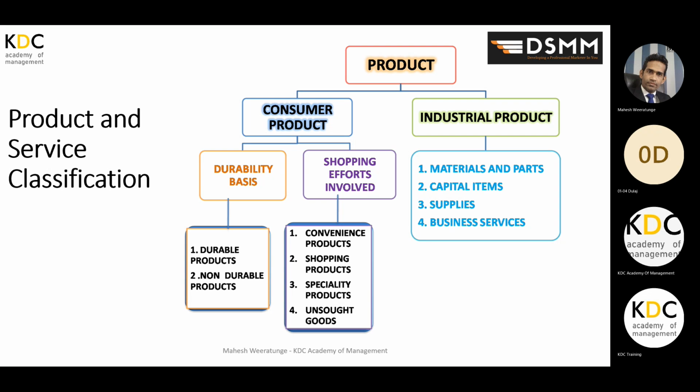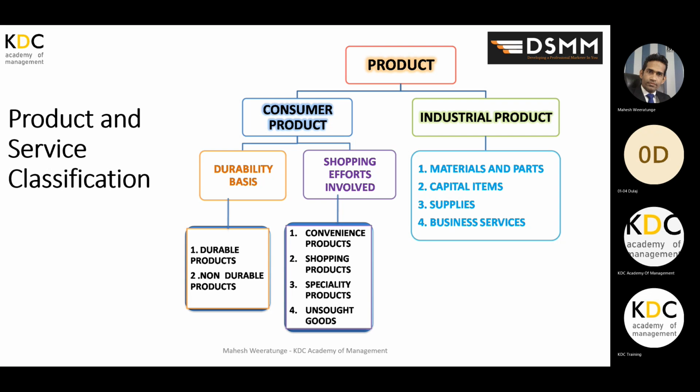Now, shopping goods, let's say as an example, you want to buy a pair of shoes. You want to buy a pair of spectacles. You want to buy a perfume. You want to buy a shirt. You want to buy a watch. You want to buy, let's say, some kind of thing where you need a little bit of involvement in selecting. Those types of products we identified as shopping goods.